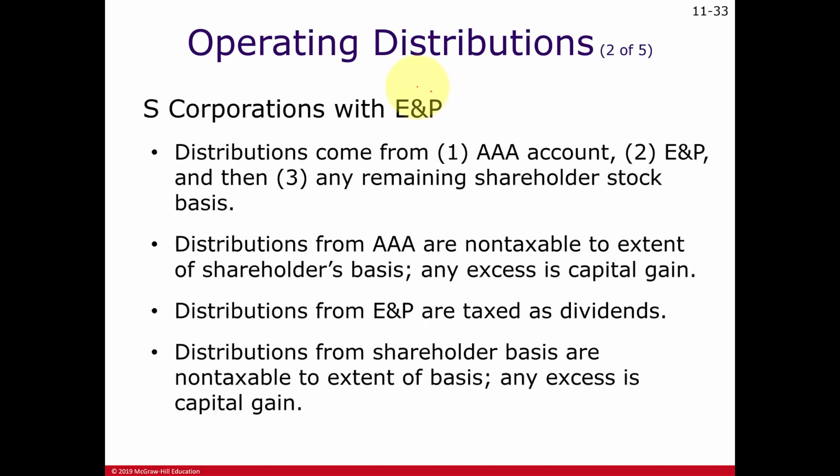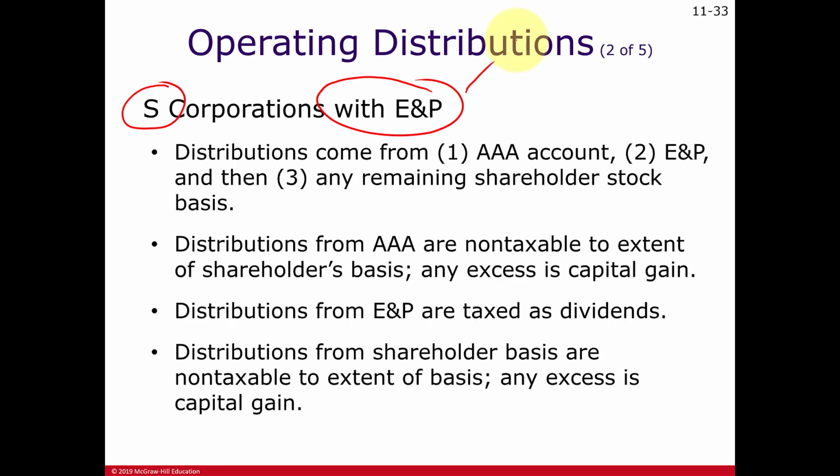So now we have a corporation with earnings and profits. And the only way this can happen is if our S corporation first started off as a C-type corporation. So if you already started off a new corporation as an S, you're not going to have any earnings and profits. This only happens with earnings and profits if you initially were a profitable C corporation and you didn't distribute out all the profits.